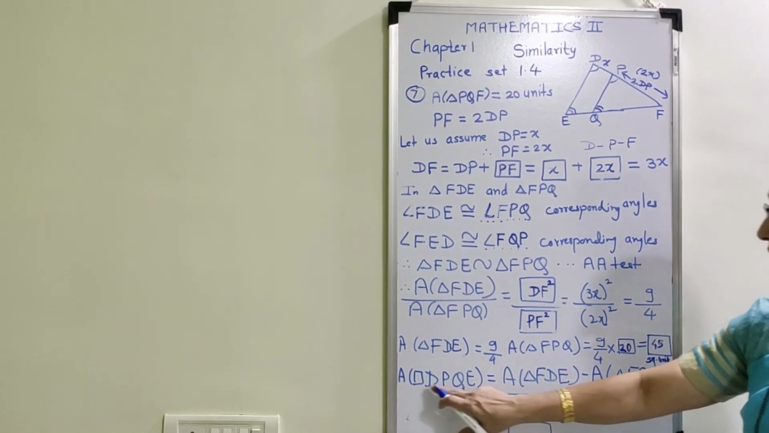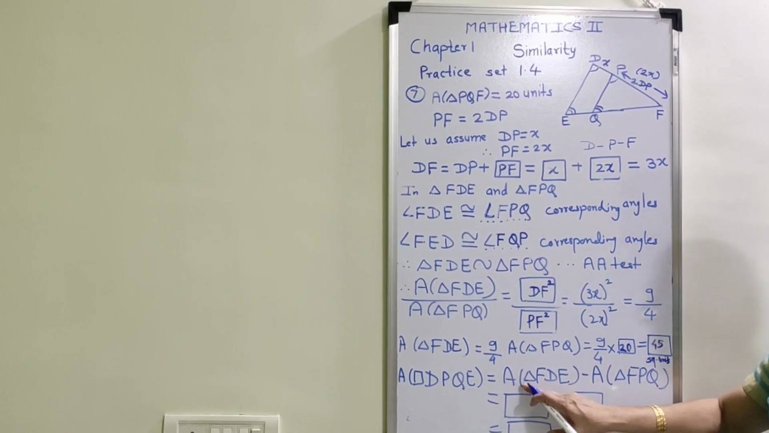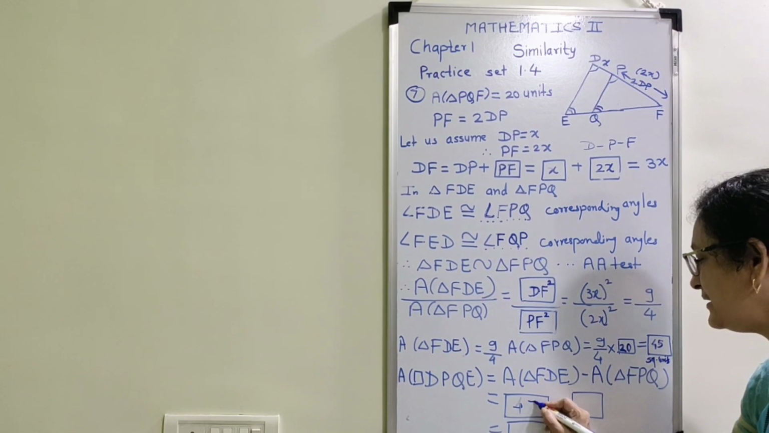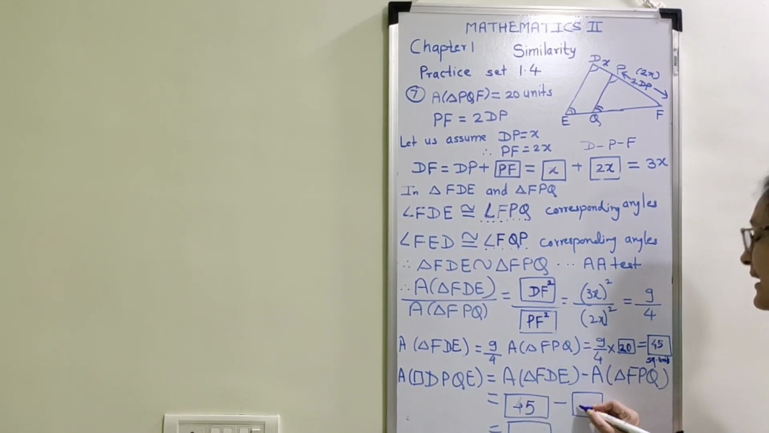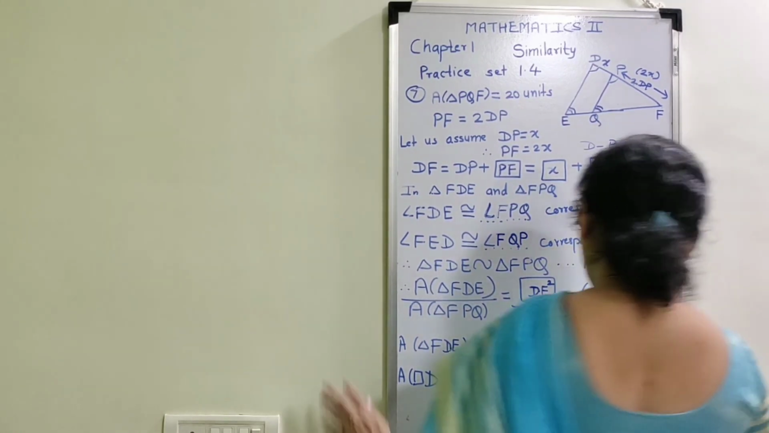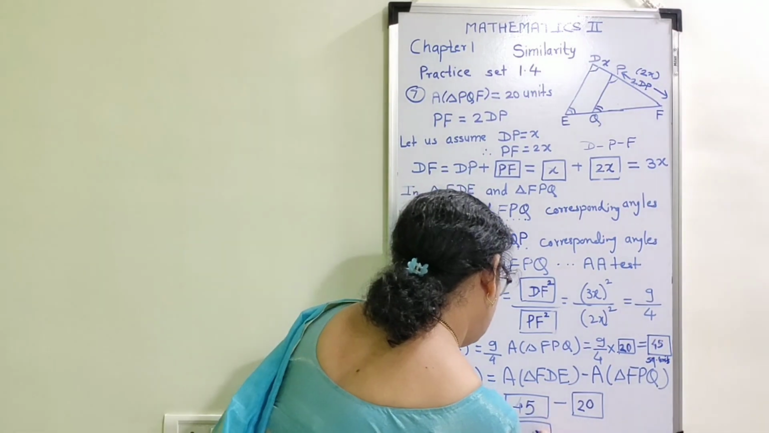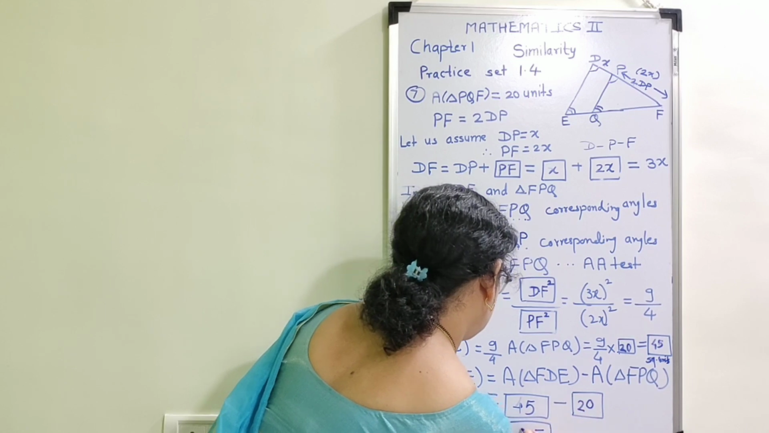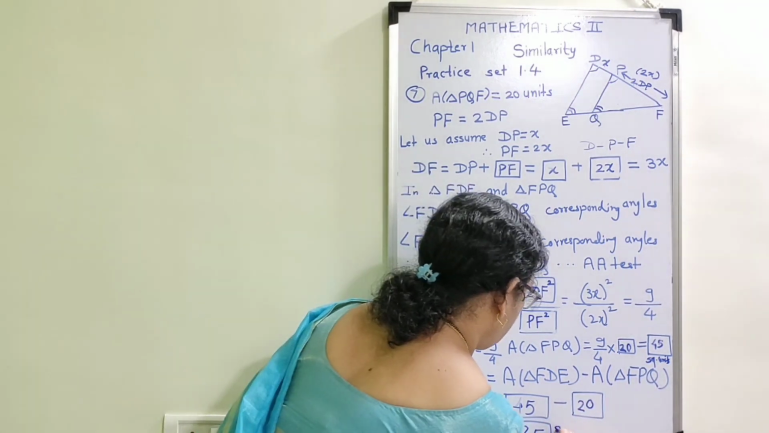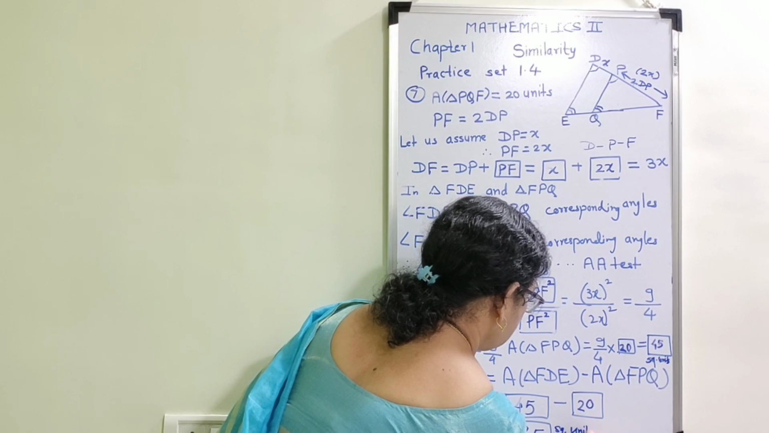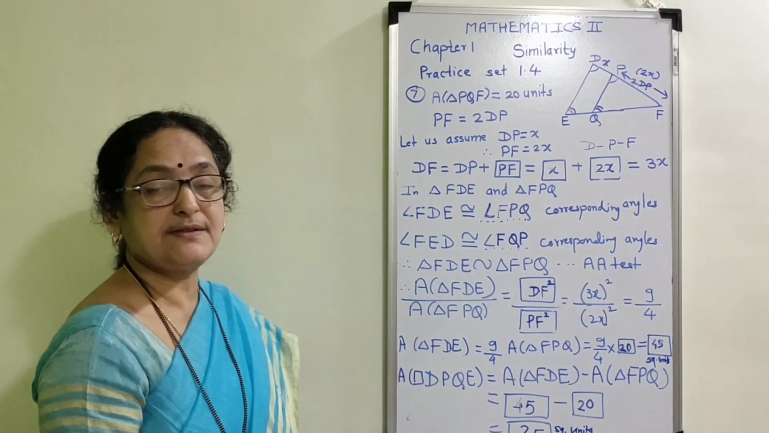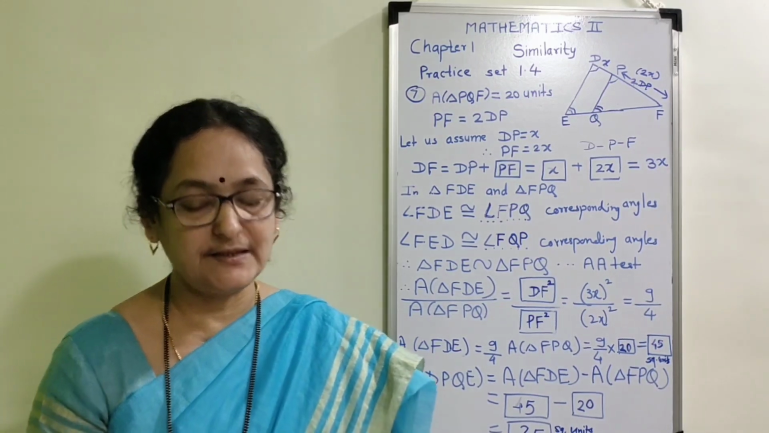Therefore, the area of quadrilateral DPQE is equal to the area of triangle FDE, which I have just calculated, 45, minus the smaller triangle area, 20. Subtracting 20 from 45, you will get 25 square units. Here we have completed example number 7, which is given as an activity in our exercise book.